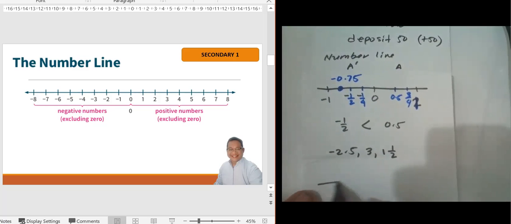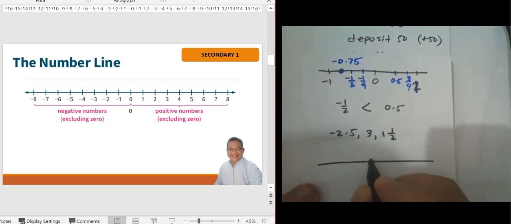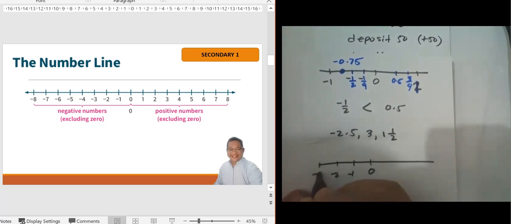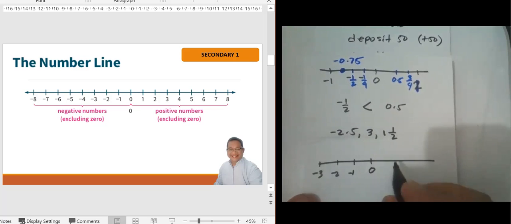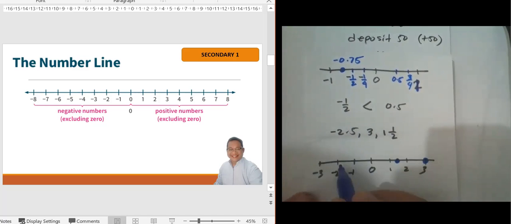You locate that one into the real number line. Okay, so first you need to look at the 0. Then let's say that is now -1, -2, -3. Okay, then this is 1, 2, and 3. And now let's locate the 3. The 3 is this one. The 1 and 1/2 is here in between. And then the -2.5 is actually here.